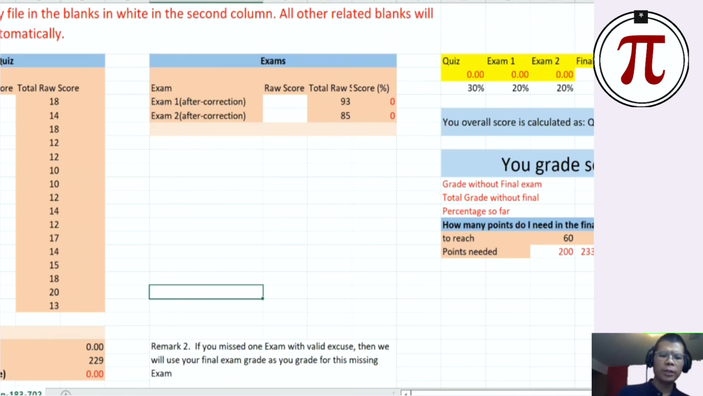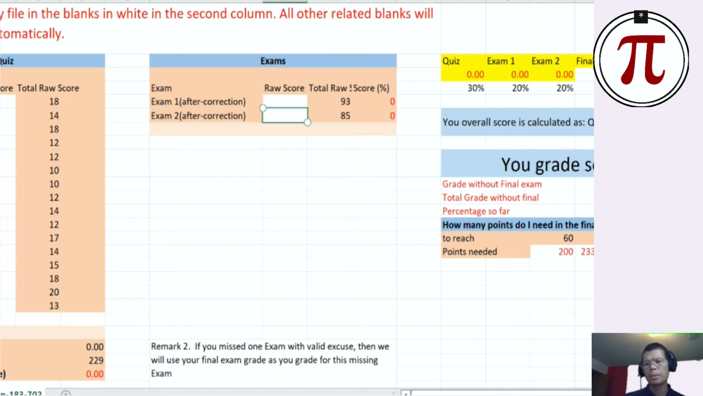Now, what you want to do is simply put in your grades: quiz 1, quiz 2, quiz 3, quiz 4, quiz 5, and so on, right? You just input those values there. Does that make sense? And then exam 1, just input the exam 1 points after correction. All right, so that raw score, plug it in there.